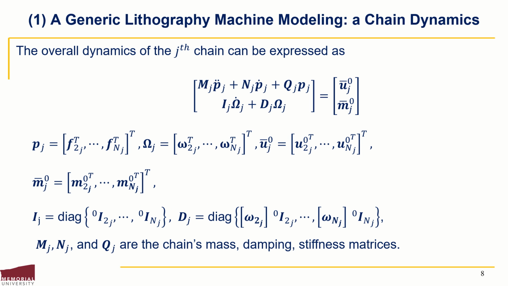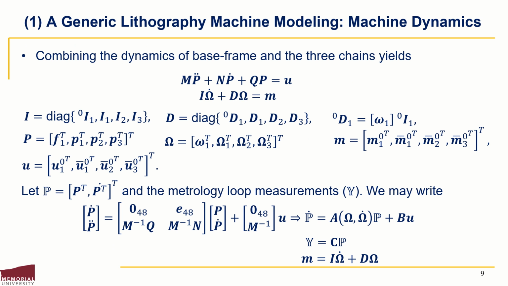In a matrix format, the overall three-dimensional chain dynamics, including both the linear and angular motions, can be expressed as shown here. Using the right dimensions, the dynamics of the three chains can be obtained. Aggregating these models along with the frame dynamics, the three-dimensional machine state space model can be obtained as given here. This machine model can be treated as linear parameter varying when the values of the angular motion are available. Now, various time domain studies can be conducted at the machine level.